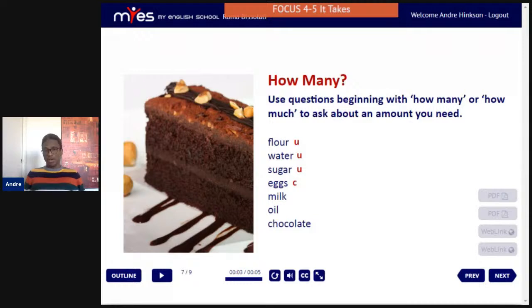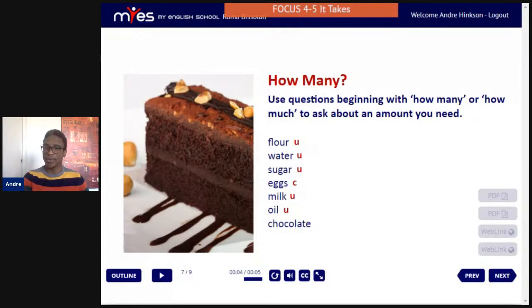You need a lot of flour to make a pizza. Very good. So how much water? We use much with uncountable. Milk and oil are both uncountable. They are liquids, and you can't count liquids, so they are uncountable.